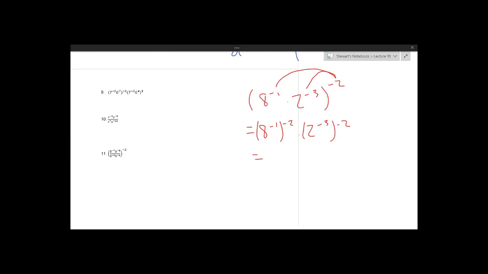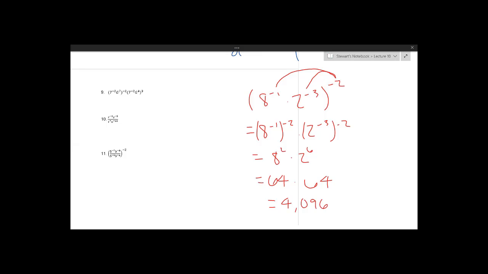So you'd end up with 8 squared times 2 to the positive 6th, which then you'd have 64 times 64 as well, which equals 4,096.